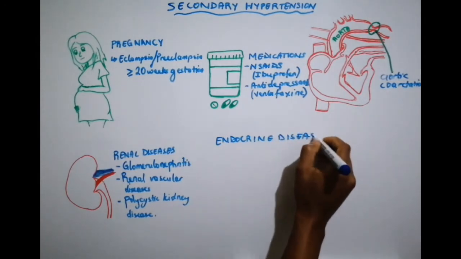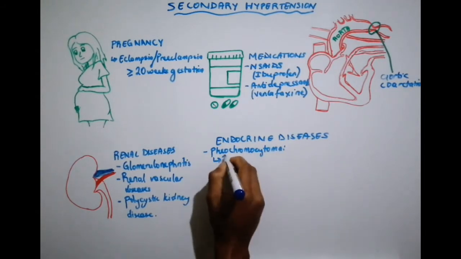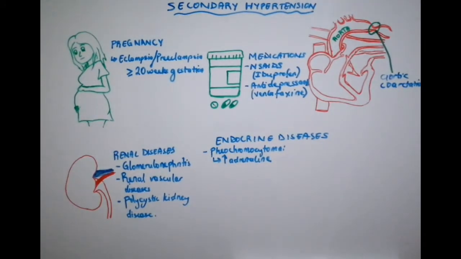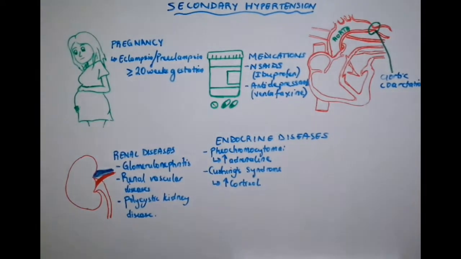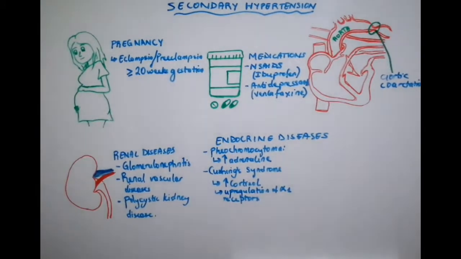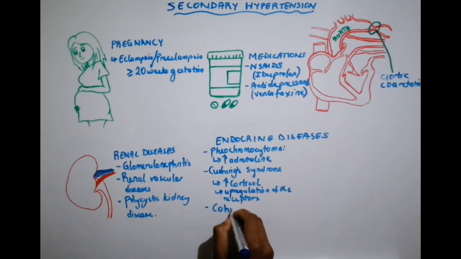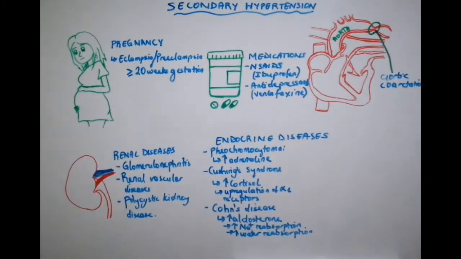Endocrine diseases are among the important causes, such as pheochromocytoma, in which there is increased adrenaline, Cushing's syndrome, in which there is increased cortisol, which upregulates alpha-1 receptors on arterioles and increases the sensitivity to adrenaline. There's also Conn's disease, in which there is increase in aldosterone, which increases sodium reabsorption, and water follows, for which there will finally be increased blood volume and blood pressure.